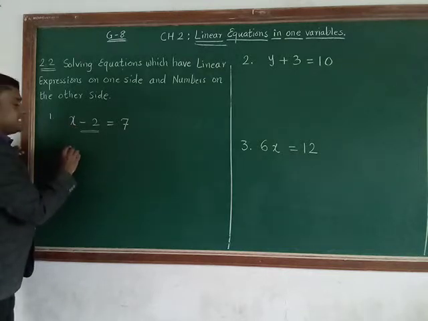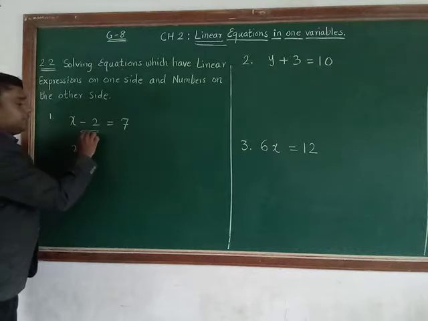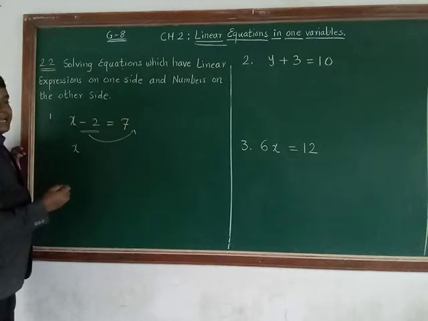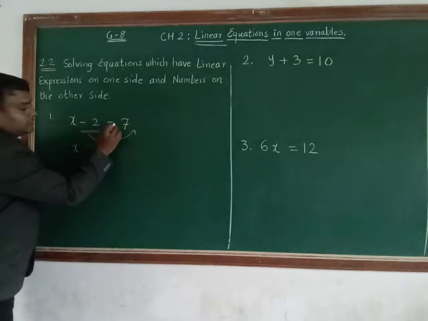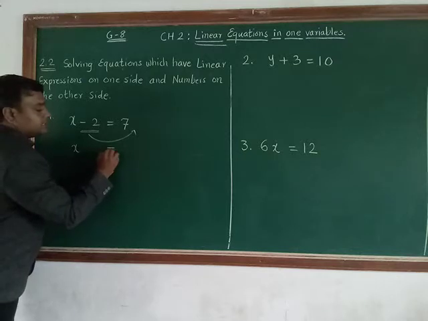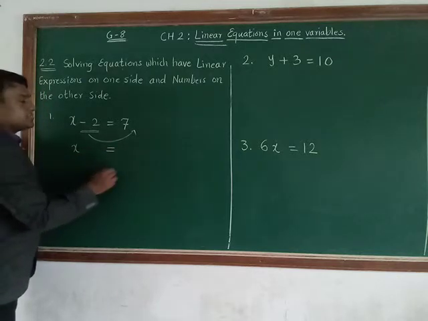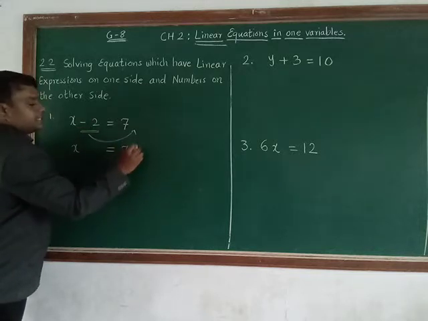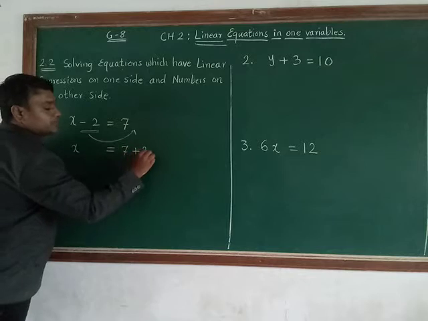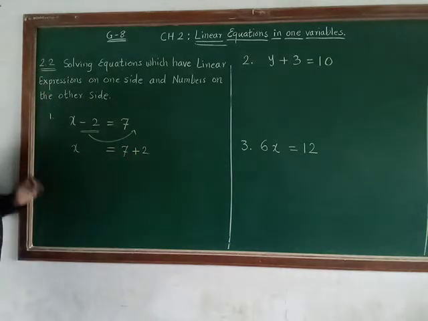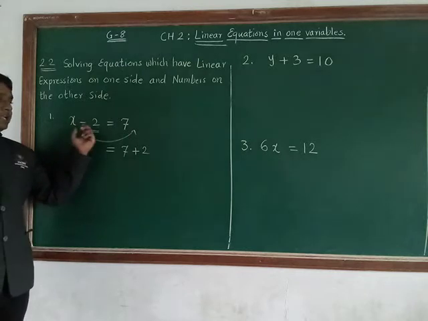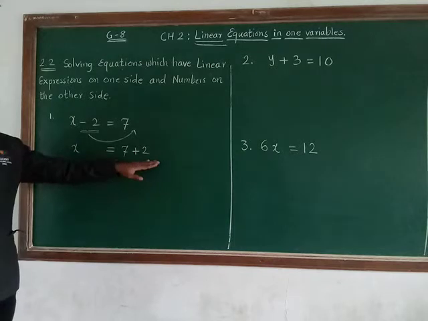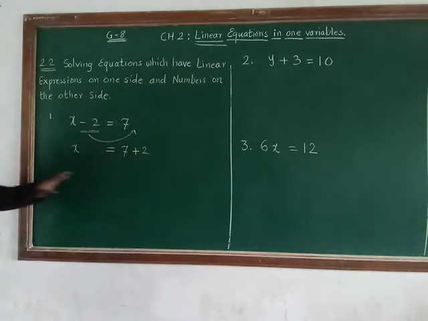We keep x as it is over here, and we are going to transpose this minus 2 to the right hand side. X is on this side of the equal sign, and we transpose the number over here, so it becomes 7 plus 2. That change is important. Whenever we transpose a negative number to the right hand side, it will become a positive number. Understand now?